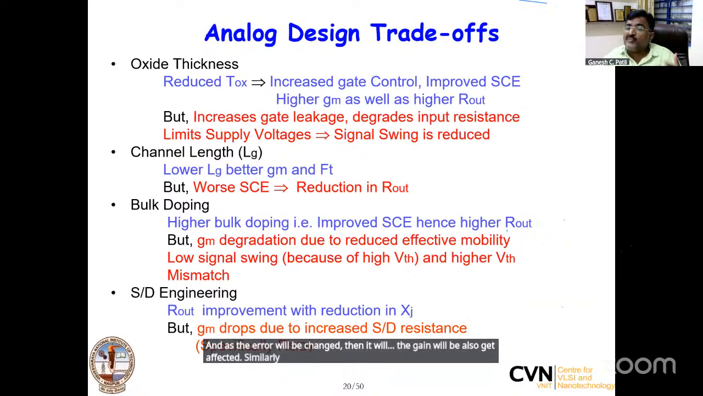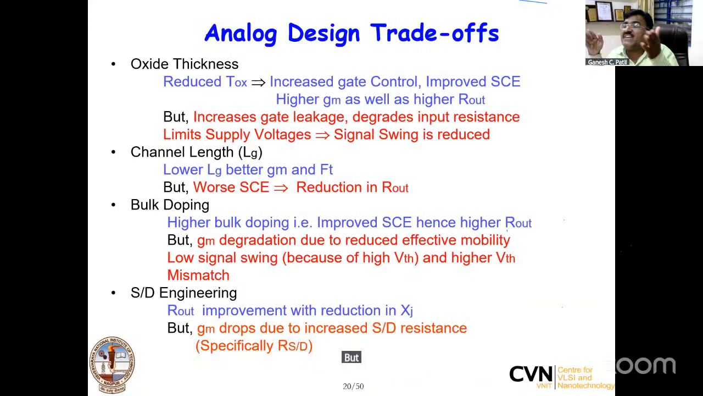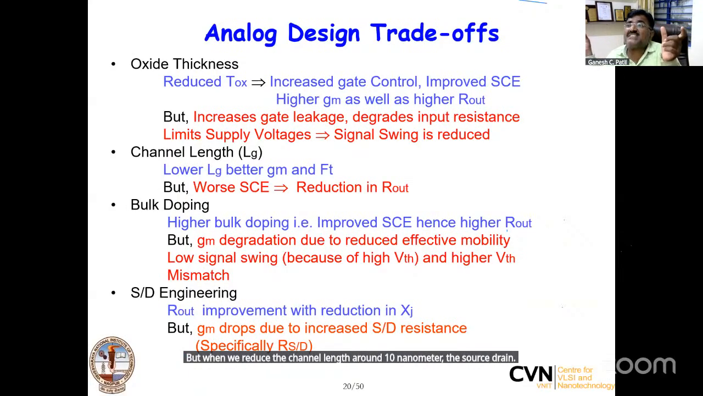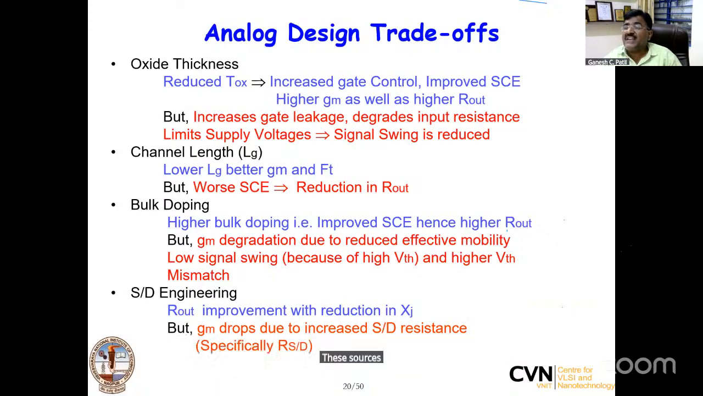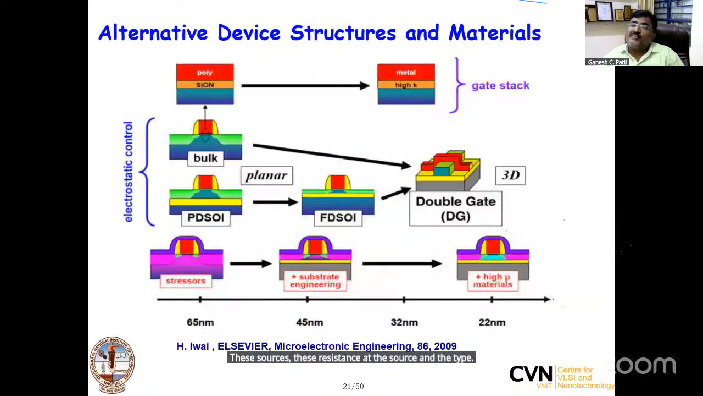Similarly, once we do source drain engineering, right, when we had the long-channel MOSFET, the source drain resistances were not taken care of because the channel resistance itself was larger than the source drain resistance. But when we reduce the channel length to around 10 nanometer, the source drain resistances are more than the channel resistance as well. So people are trying source drain engineering to reduce the source drain resistance, specifically at the source and the drain. So these are the new alternative device architectures, right?